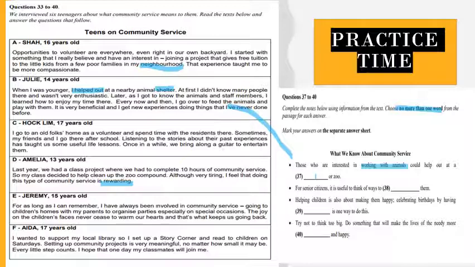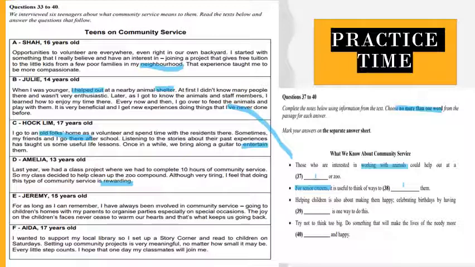Okay, for senior citizens, it is useful to think of ways to. We find something about senior citizens. So C, it is old folks, warga tua, senior citizens, warga tua, old folk, warga tua. It is useful to think of ways to. Once in a while we bring along a guitar to, nampak perkataan to sana? Entertain them. So you salin balik perkataan entertain.